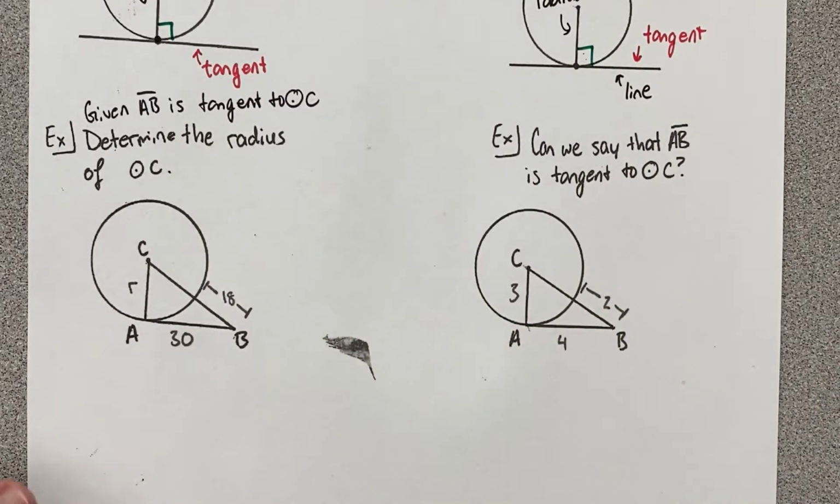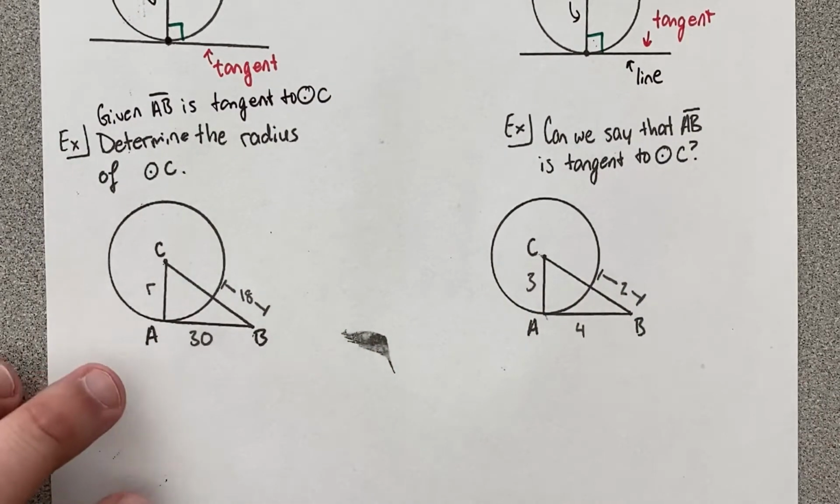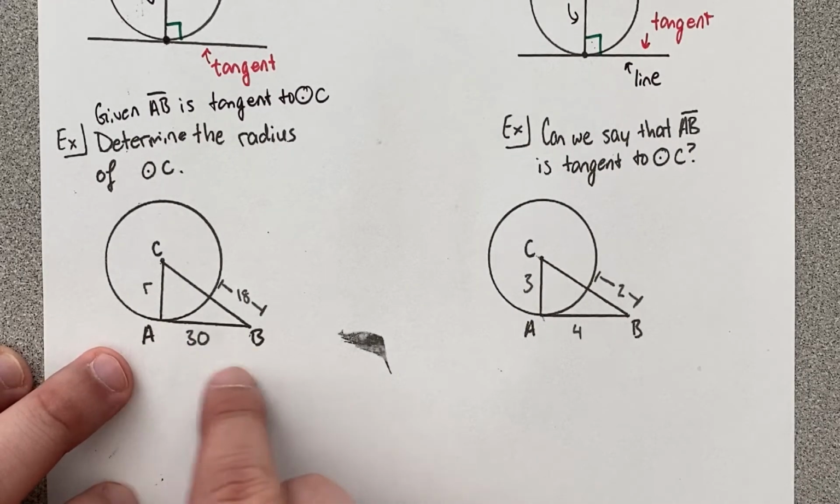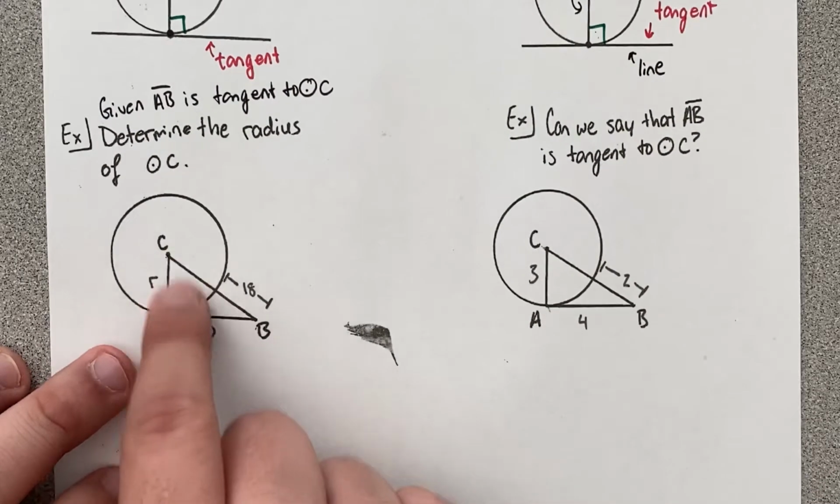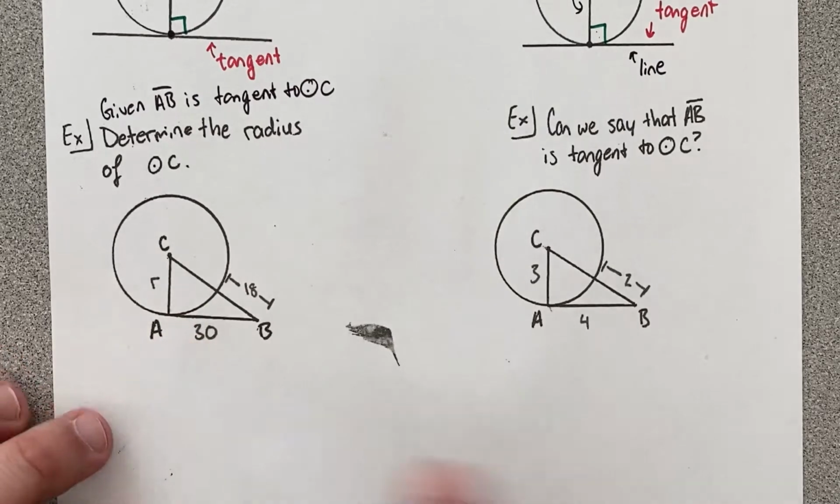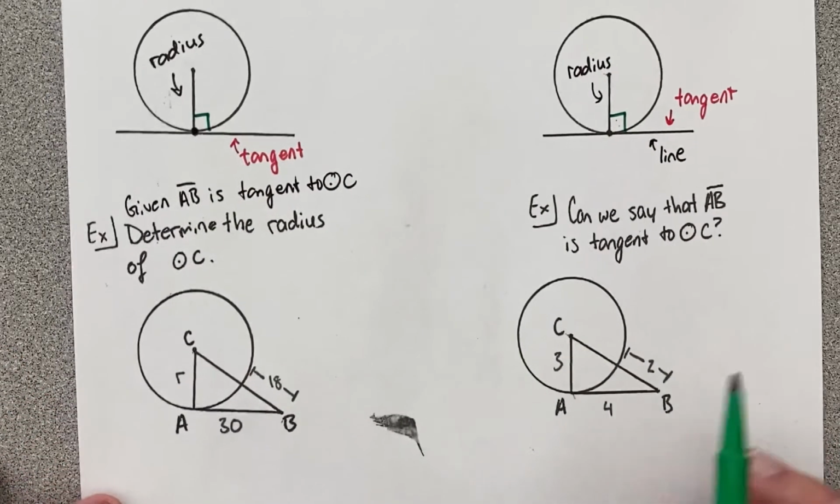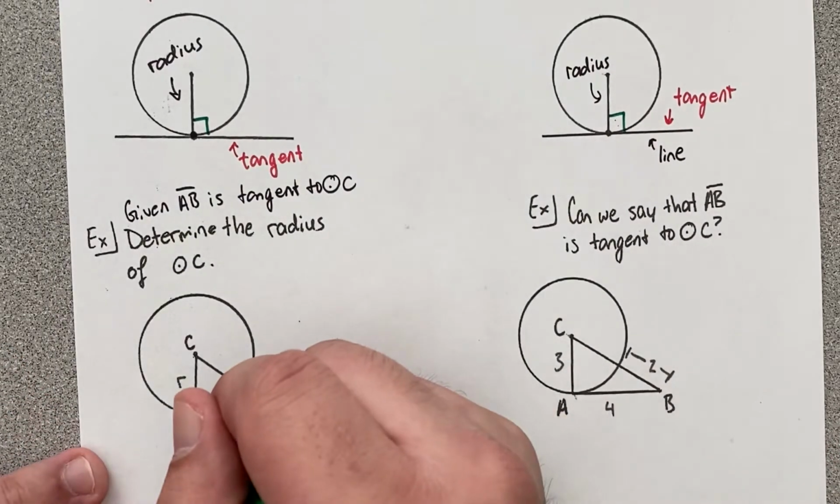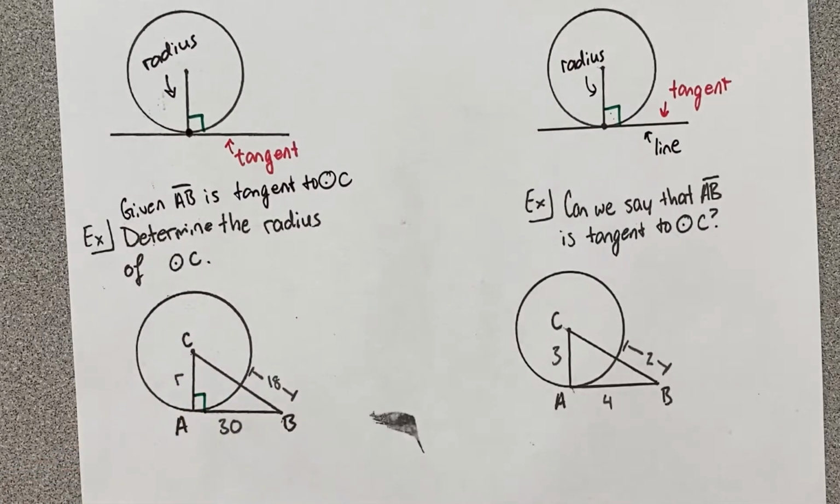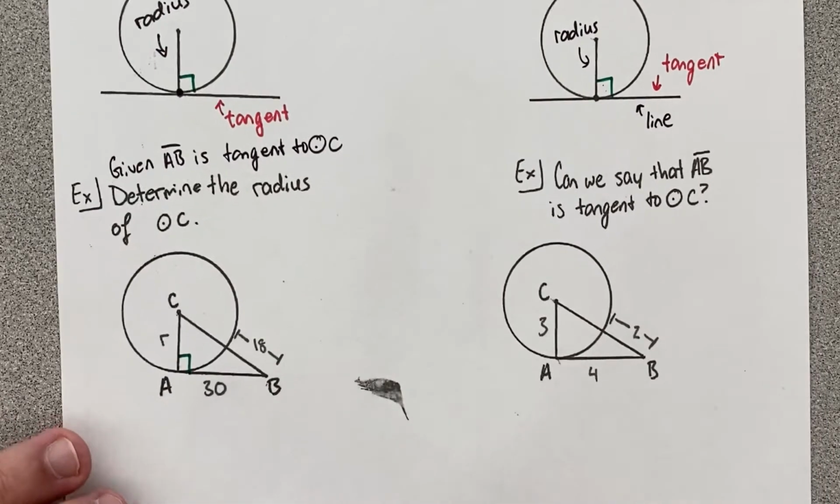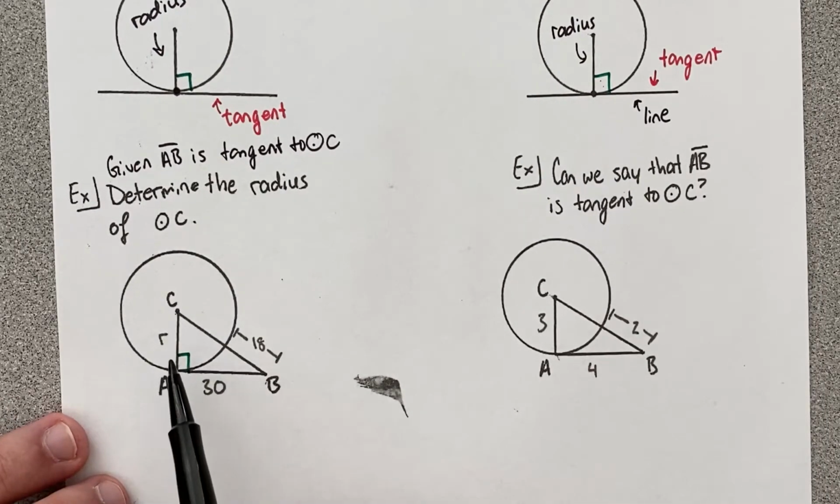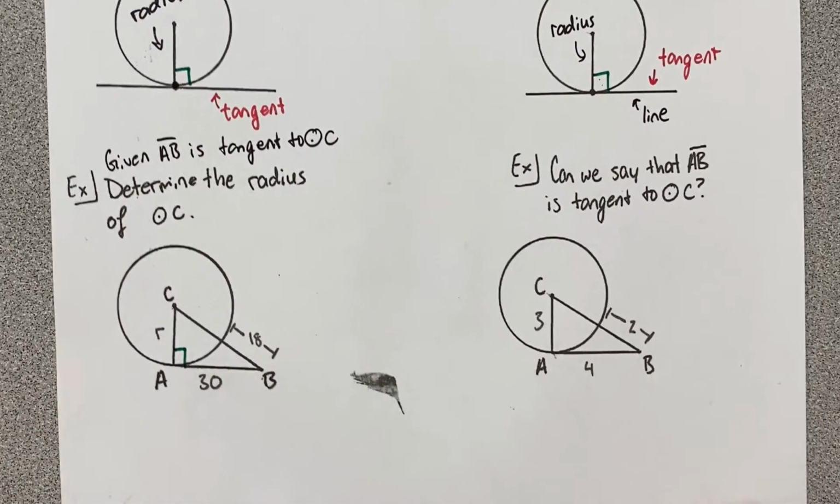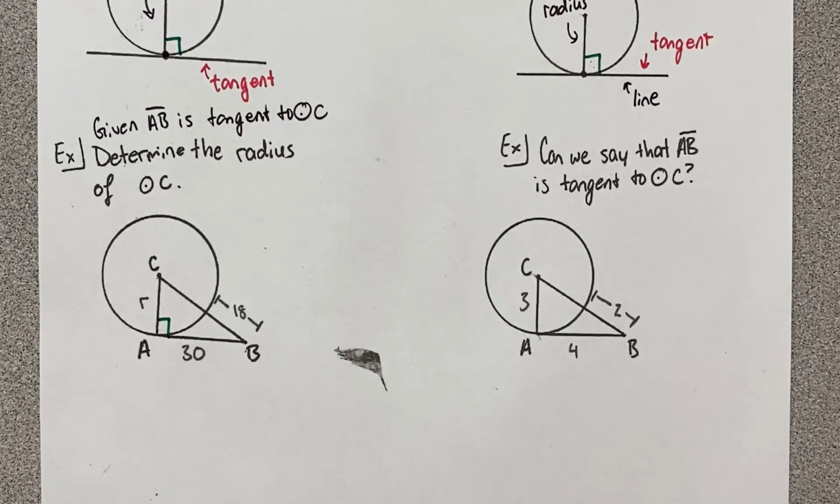So in this problem, we're going to start with the assumption that this line right here, AB, is a tangent line. We also know that CA is a radius. So by Theorem 10.1 then, we know that this angle right here must be 90 degrees. In order to solve for R now, we're going to use the fact that we have a right triangle here.